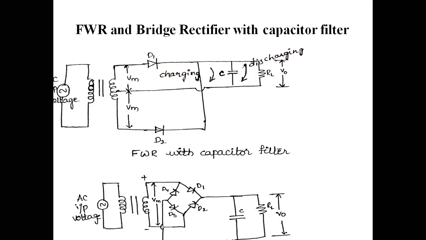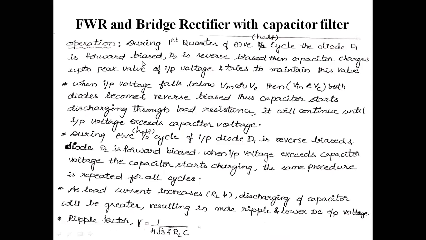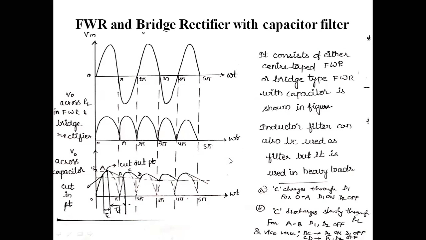By placing that capacitor, we will see what happens. During the first quarter of the positive half cycle, the diode D1 is forward biased and diode D2 is reverse biased. Then the capacitor charges up to the peak value of the input voltage and tries to maintain this value. When the input voltage falls below, that is Vin is less than the capacitor voltage, both the diodes become reverse biased.